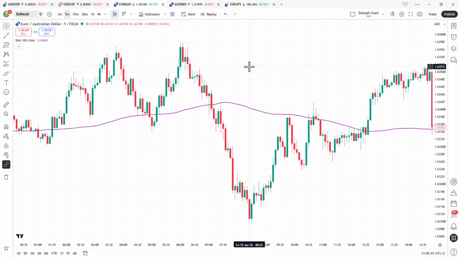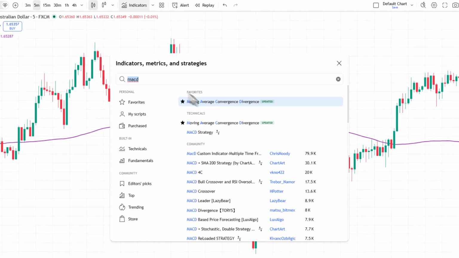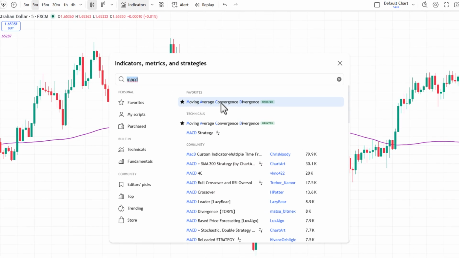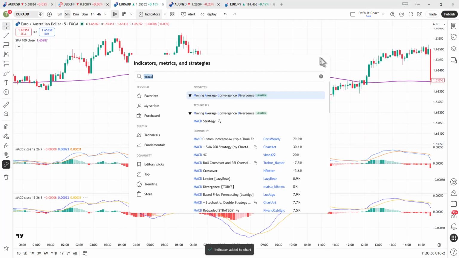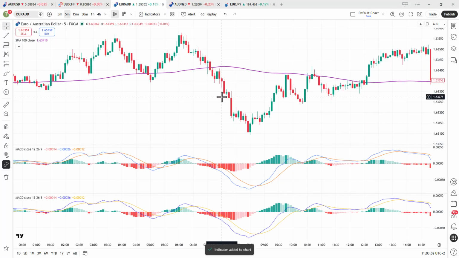Now I want to show you how to tweak the MACD indicator to make it very useful, especially for scalp trading, and if you're trading 1 minute to say 5 minutes chart, this can be very useful. So we go to Indicators and do a search for MACD, and I'll add 2 so that you can see exactly how the tweak changes.